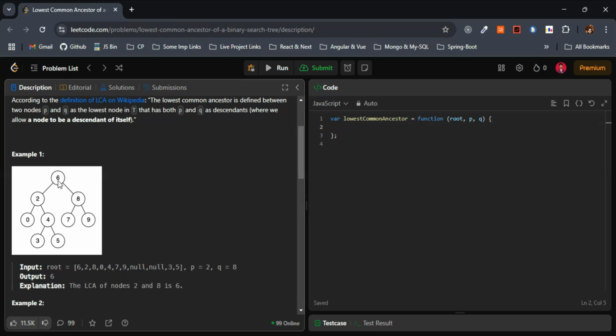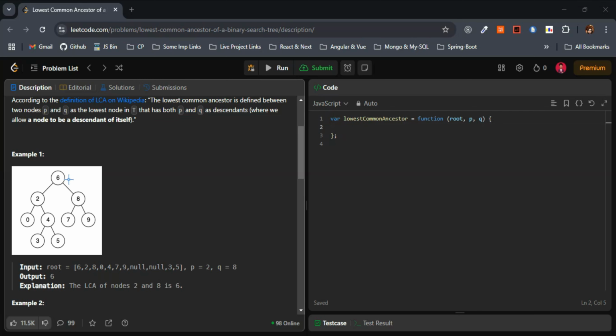The lowest common ancestor of two nodes P and Q in a binary search tree is the lowest node, the deepest in the tree, that has both P and Q as its descendants. So here P and Q, 2 and 8, are descendants of 6. A node can be a descendant of itself as well. In the question they have mentioned this, and we can see it in the first example.